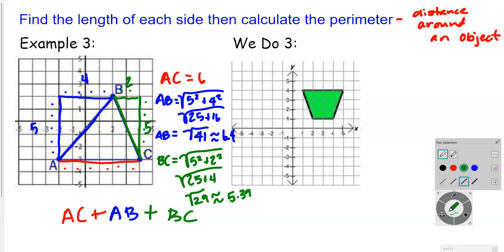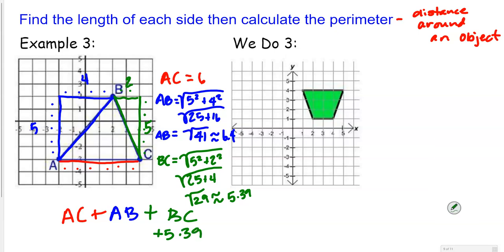So I'm going to put my 5.39 right there. Then I'm going to go back and do my AB, which was 6.4. And then we're going to go back and do our AC, which we counted, which was 6. So now we're just adding those three numbers together. And when we add those three numbers together, we get 17.79. That's the perimeter. Okay?